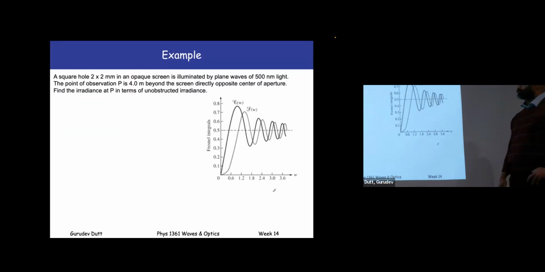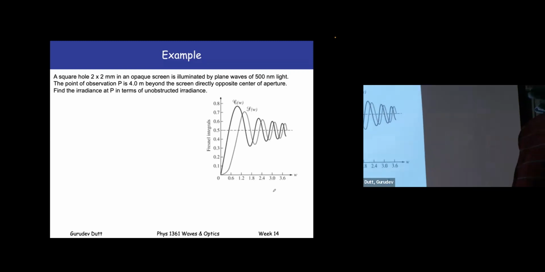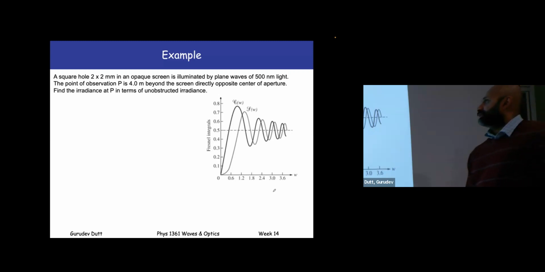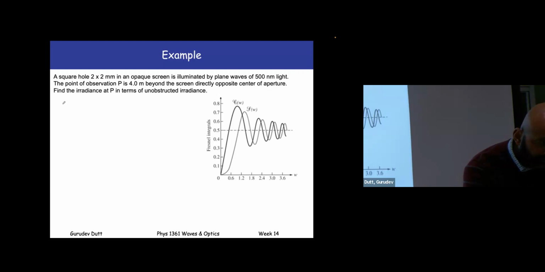So a square hole of 2 millimeters by 2 millimeters is illuminated by plane waves of 500 nanometer light. Point of observation P is 4 meters beyond the screen, directly opposite the center of the aperture. Find the irradiance at P in terms of the unobstructed irradiance. Okay, so we have that formula for the irradiance. And so now we need to find the U1 and U2.